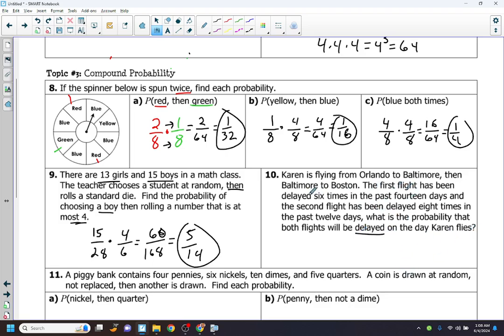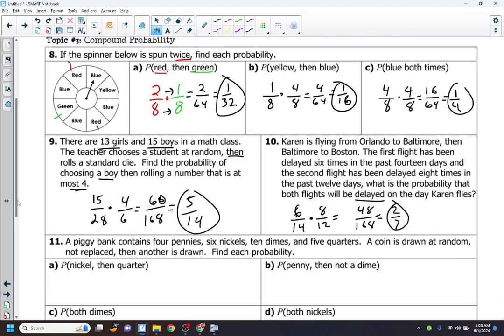So we know the probability of the first flight being delayed is 6 out of 14, times the second one, which has been delayed 8 out of 12 days. So 8 out of 12. So 6 over 14 times 8 over 12 is 48 over 168, which is 2 over 7. Again, don't be afraid to use a calculator.